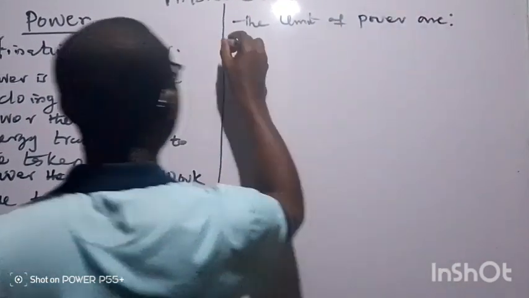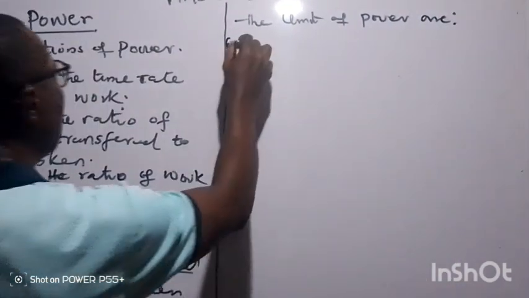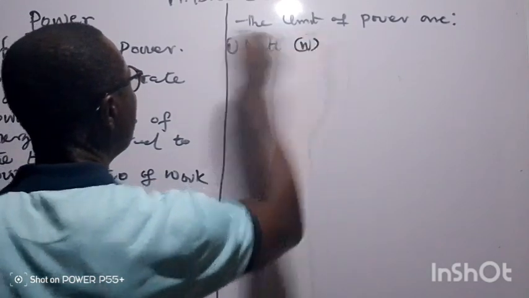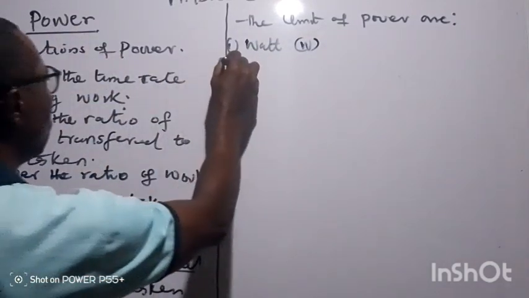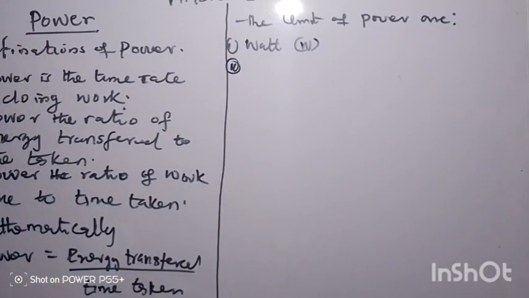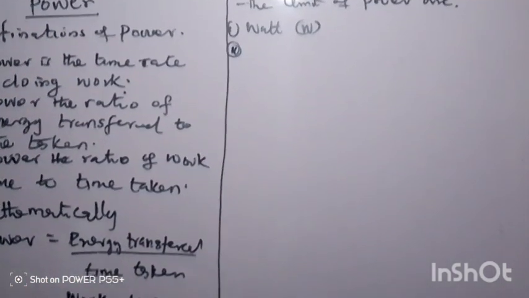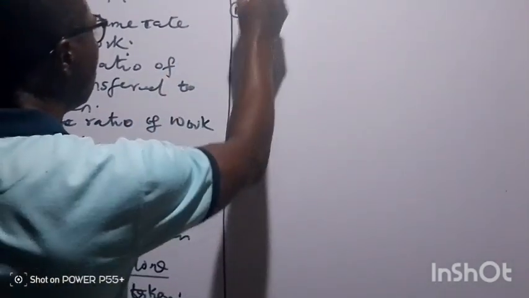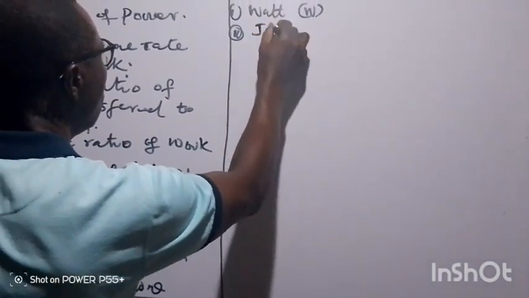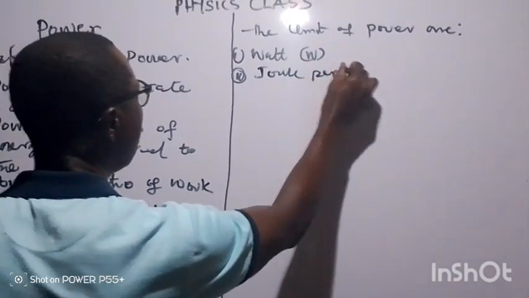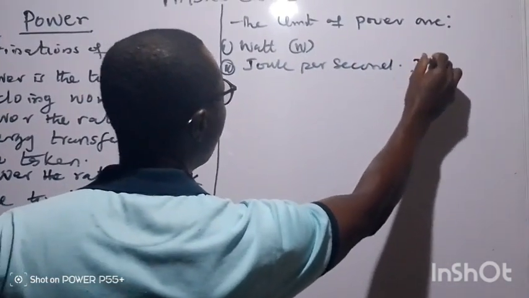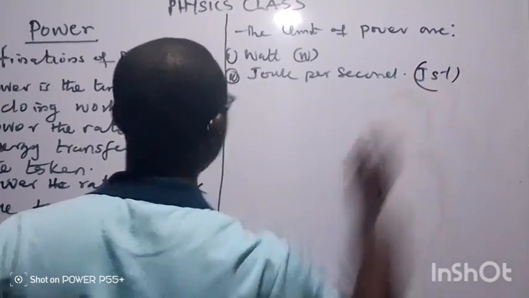The units of power are: 1. Watt. 2. According to this formula, work is in joule and time taken is in second, so that will be joule per second.